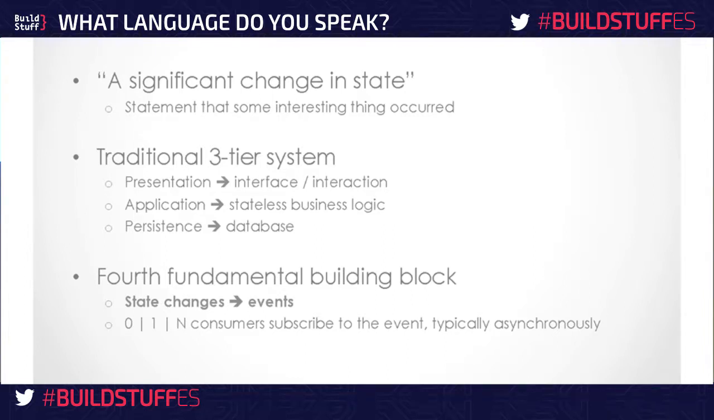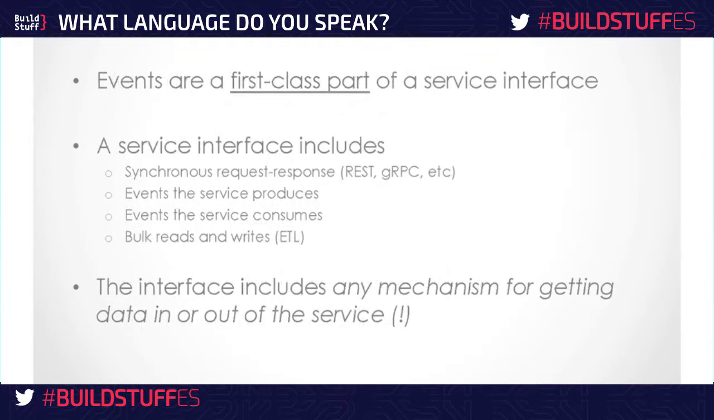Cool. In the traditional three-tier system that probably most of us learned to program building, we've got a presentation tier, an application tier, and a persistence tier. But what I think we are missing is a fourth fundamental building block of systems, which is some first-order concept of a state change, which I'm going to call an event. This is what I want to motivate: we should be using events a lot more. So I will talk about events in the context of microservices, and then we're going to use events to solve the problems of sharing data, of joins, and of transactions.